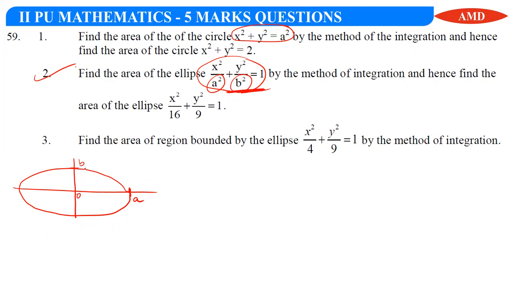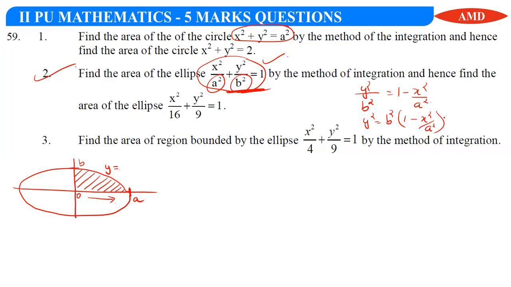In order to find out the region bounded by this curve, I'll just find out the region in the first quadrant and then multiply it by 4. I'll get the required answer. Since I'm going to integrate it along the x-axis, the required function must be y is equal to something. What is it here? We have y square by b square is equal to 1 minus x square by a square. Then further you can write y square is equal to b square into 1 minus x square by a square.